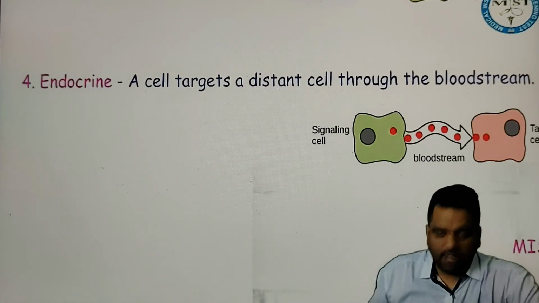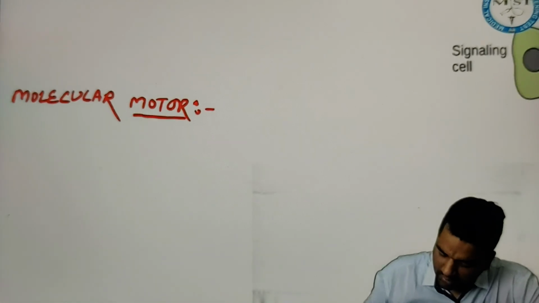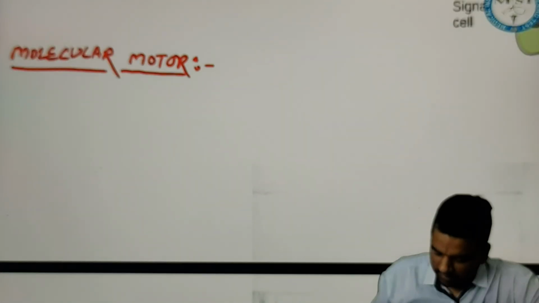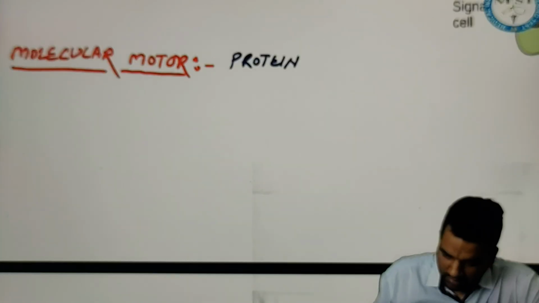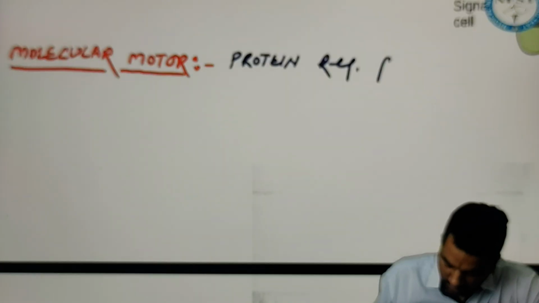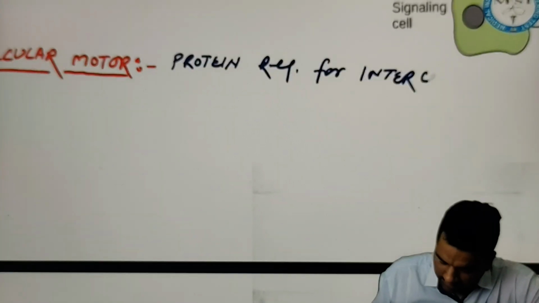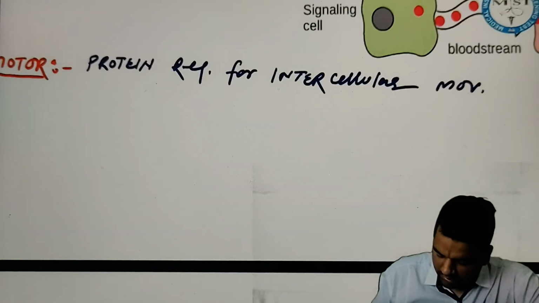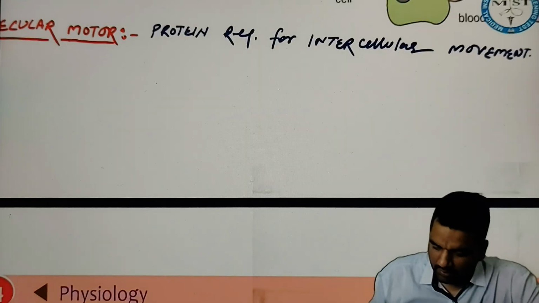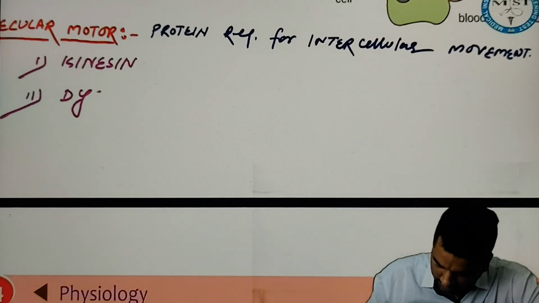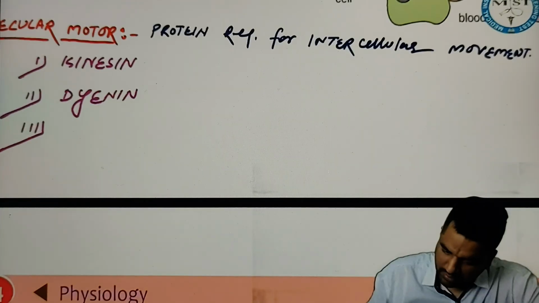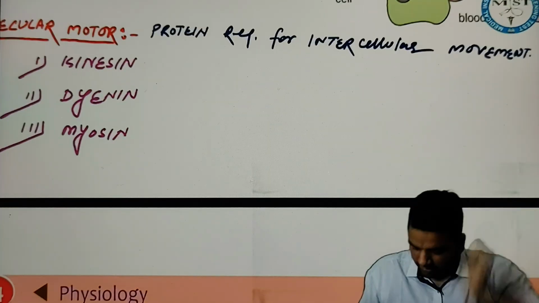Okay, so endocrine signaling. Now there are some molecular motors. Please write it down. Molecular motors. Molecular motor proteins means there are basically three proteins required for intracellular movement. Number one is kinesin, number two is dynein, number three is myosin. Kinesin, dynein and myosin.